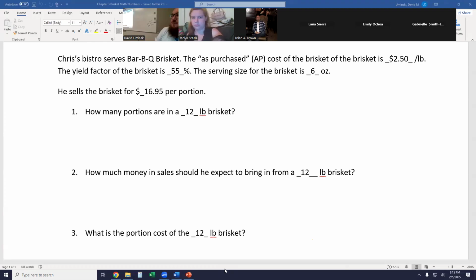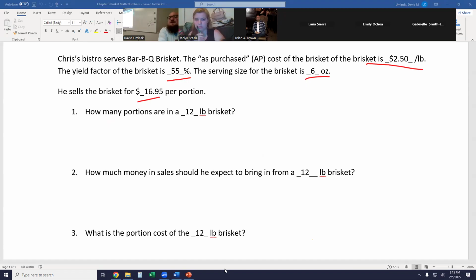So my question is, how many portions are in a 12-pound brisket? Here we go. I've purchased brisket for $2.50 per pound. The yield factor is 55%. Think back when you did your cook loss test in basic food prep with the brisket, how much product you lost during that time. The serving size is 6 ounces, and I sell the brisket for $16.95. With just those 4 pieces of information, I'll be able to answer all of the questions.